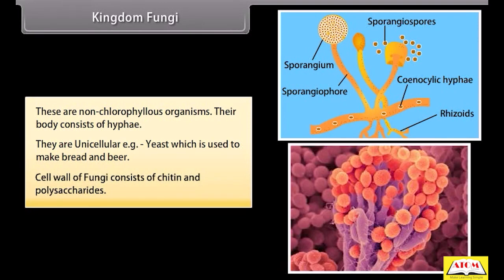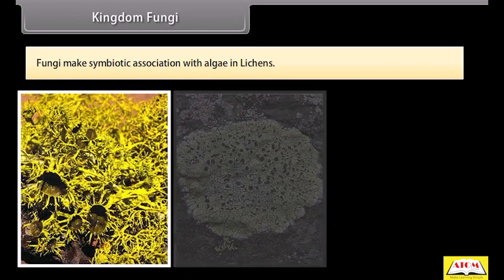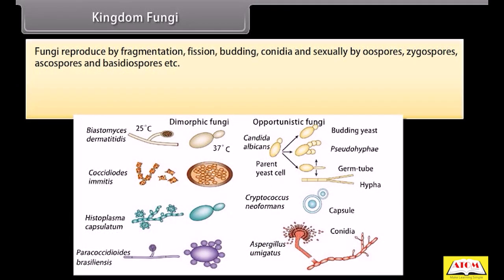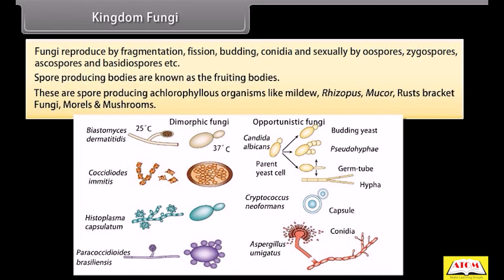The cell wall of fungi consists of chitin and polysaccharides. Fungi make symbiotic associations with algae in lichens. Fungi reproduce by fragmentation, fission, budding, conidia, and sexually by oospores, zygospores, ascospores, and basidiospores, etc. Spore-producing bodies are known as fruiting bodies. These are spore-producing achlorophyllous organisms like mildew, rhizopus, mucor, rust fungi, morels, and mushrooms.